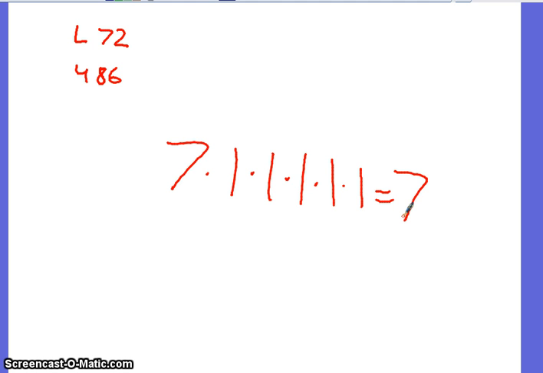Because if this was in feet, then what is 7 feet in inches? What's 7 times 12? 84. All right, so 84 and 7 are two different numbers, but when we're talking about their measurements, 84 inches and 7 feet, it's the same thing. That's what we're doing today. So we're just changing the shape.